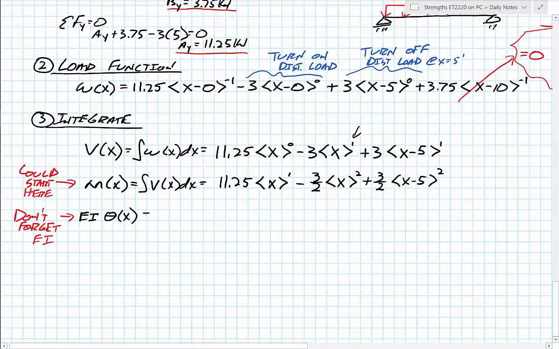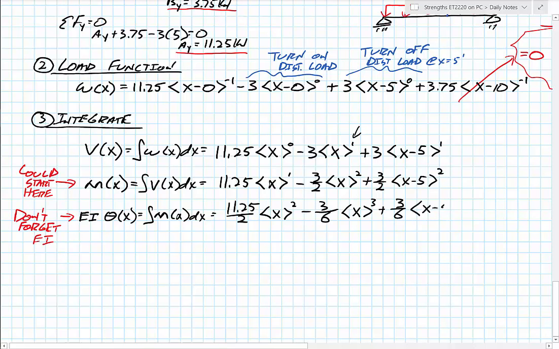So continuing on with my integration, well, first let me say what integration it is. It's equal to the integral of the moment. Continuing with this integration, now I have 11.25 over 2 x to the second power minus 3 over 6 x cubed. Now notice, I know that this is a half, but I leave it as 3 over 6. That way it's easier for me to track my numbers if there's a mistake somewhere. So I'll do that whenever I'm doing these integrations.